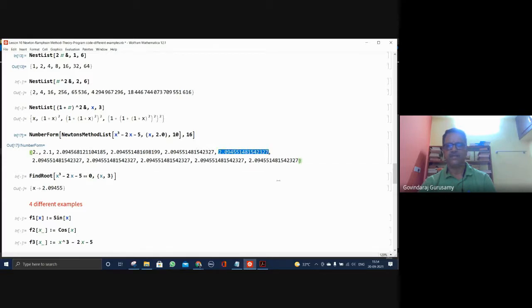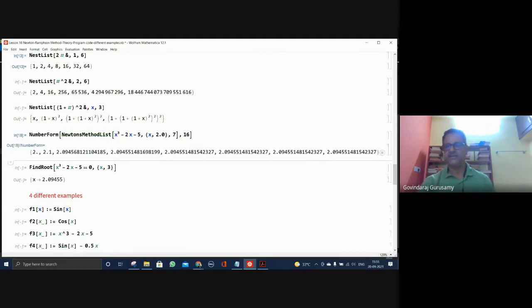So it already has 16 digits of accuracy by 1, 2, 3, 4, 5, 6 iterations. You have it. That's all. It's correct now. So it's enough to have 6 iterations. Let me put 7 so that the same result will be repeated. Right? What happened now?